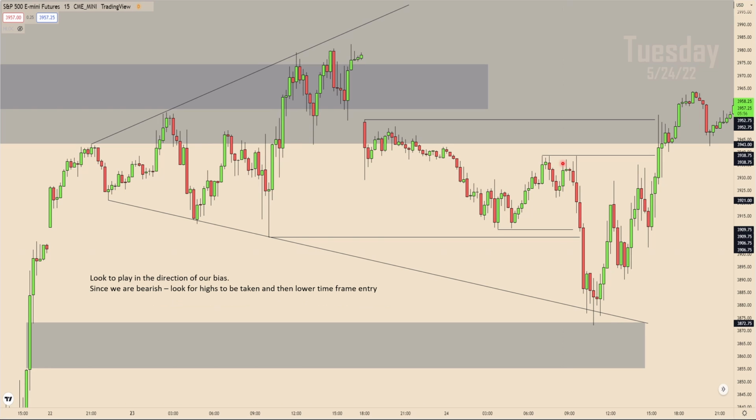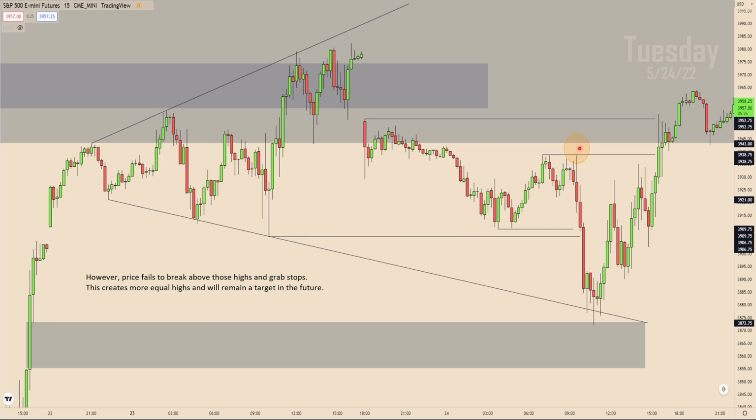liquidity lies. You can see we have this little double top here, high of the overnight session, and then these levels here. So ideally, if we are looking for lower prices, we want to see a false move up, grab liquidity, and go down. We don't get the move up into those highs to grab stops. We make a really clean top here, so that will be a target.